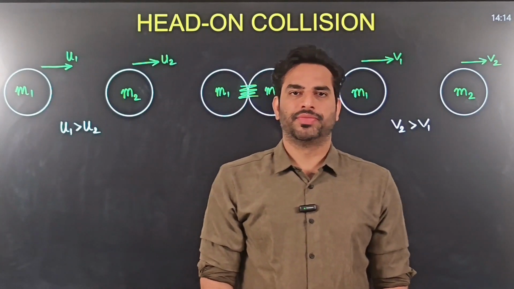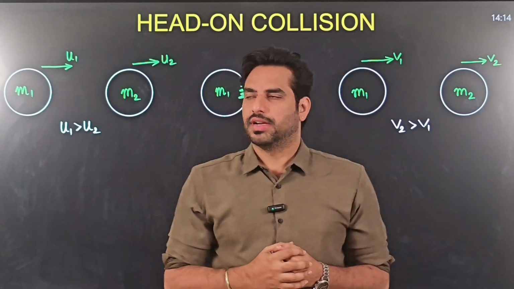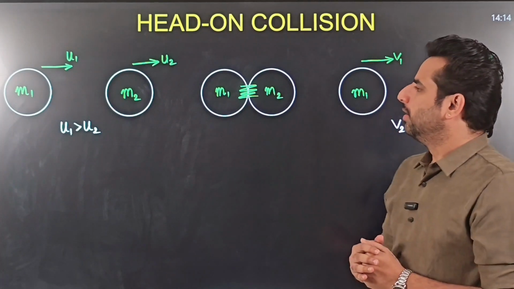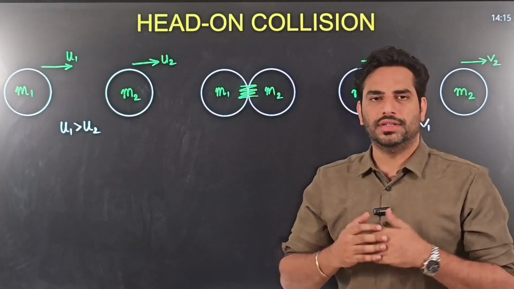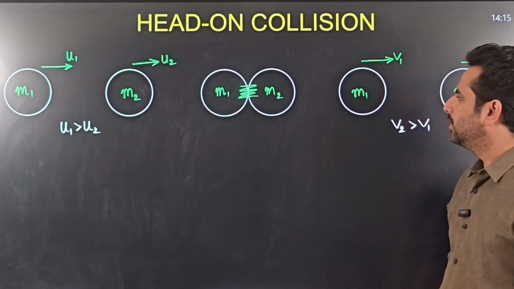This is Vikram Dachepally. In this video, I am going to discuss the concept of head-on collision. Consider two bodies M1 and M2 moving with speeds u1 and u2 as shown. Because u1 is greater than u2, certainly the distance between M1 and M2 decreases. Eventually, they hit each other.